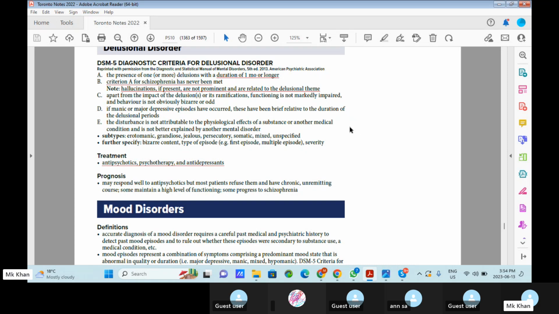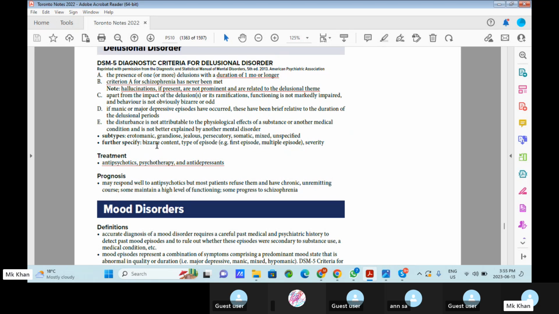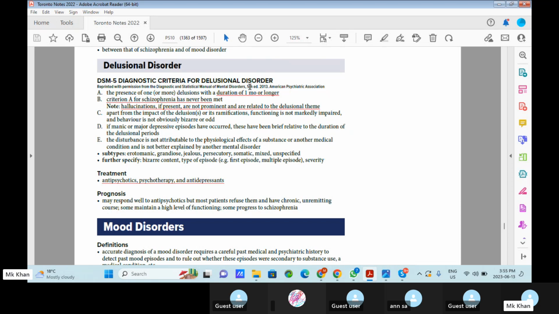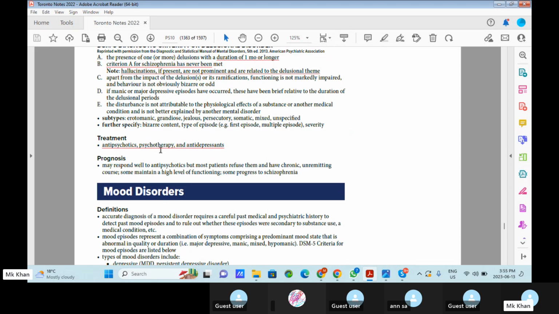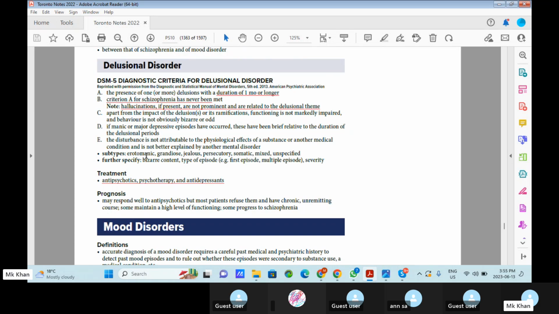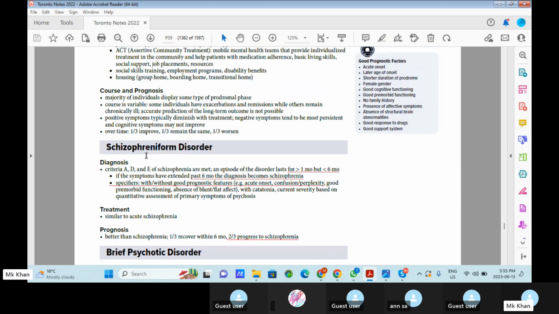I think there was a sidebar that we have read before, so its definitions are written in those. And then further subtypes: bizarre content, type of episode, first episode, multiple episodes, and then severity. So basically, there is a delusion present for 1 month or more, and the treatment is psychotherapy, antidepressants, and antipsychotics. So I think these are all the psychotic disorders that we have done so far.